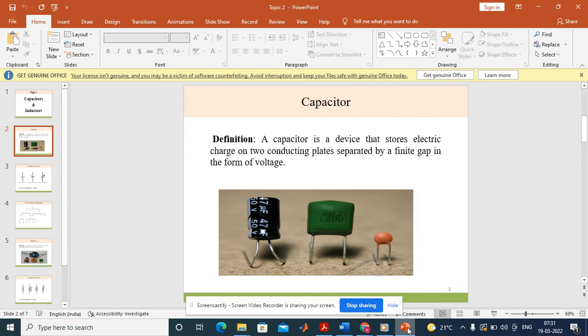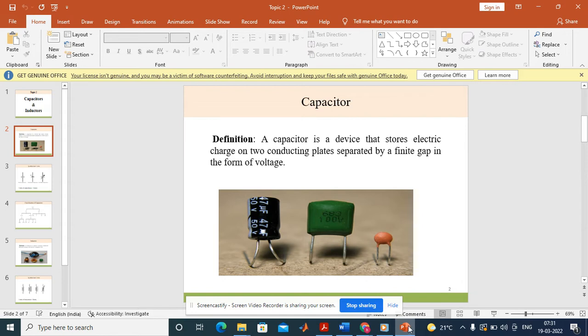Capacitors, the definition: a capacitor is a device that stores electric energy on two conducting plates separated by a finite gap between them in the form of a voltage. So basically capacitors store electric energy, electric charge, in the form of voltage.